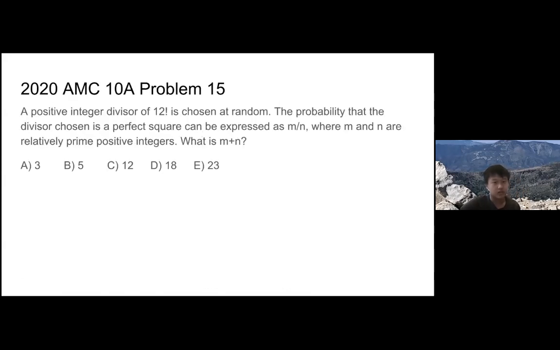Let's move on to this quick problem. A positive integer divisor of 12 factorial is chosen at random. The probability that a divisor chosen is a perfect square can be expressed as this fraction. So how can we try to find this probability? Does anyone have any ideas?